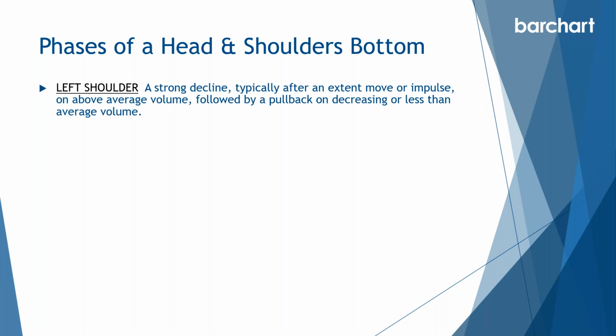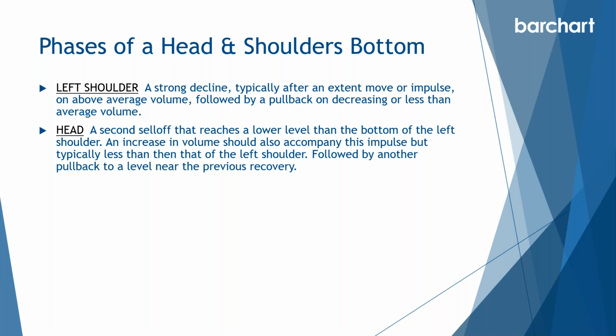Again, the left shoulder is similar to our head and shoulders top, just opposite price action: a strong decline, typically after an extended move or impulse, on above average volume, and followed by a pullback on decreasing or less than average volume. The head, again, is a second sell-off that reaches a lower level than the bottom of the left shoulder on an increase of volume. Now, this volume increase should accompany this impulse, but typically is less than the left shoulder. It could be more, but typically it is less.